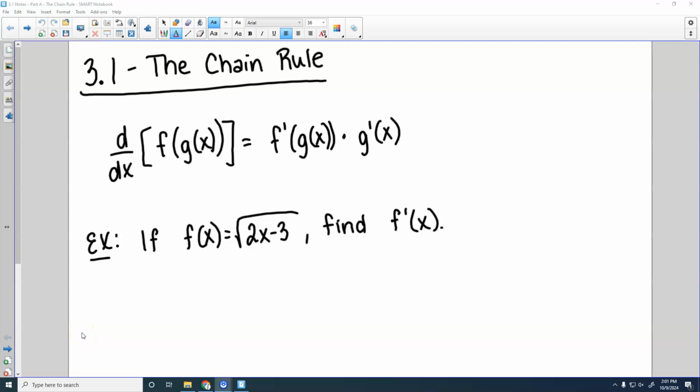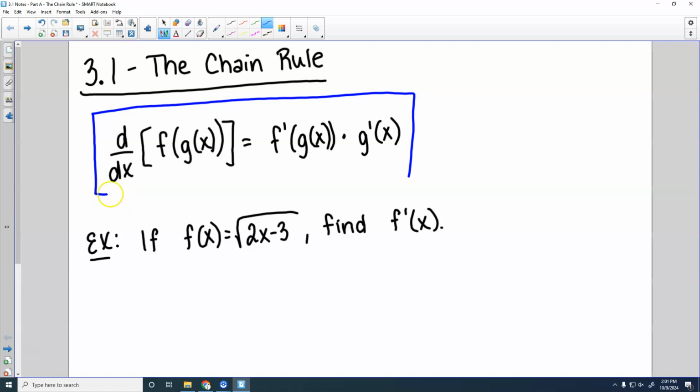Okay. So this part right here is called the chain rule. You are going to use the chain rule when you have a function inside of a function, or you can break it down into a function inside of a function. That's also called a composition of functions. So if you're finding the derivative of f of g of x, then your derivative is going to be f prime of g of x times g prime of x.